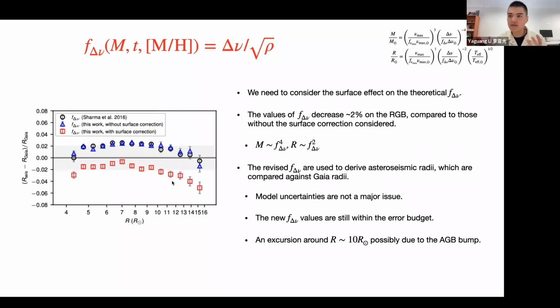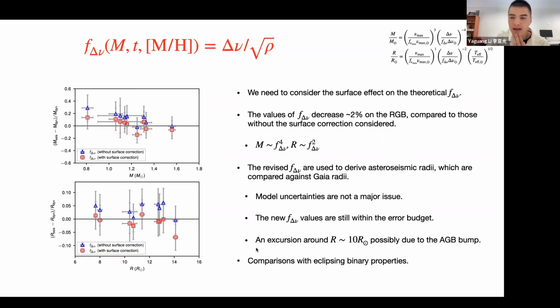The effect of this clearly deserves some further investigation. We can also compare, using our newly derived F Delta nu correction factors, with eclipsing binary properties. So here I'm comparing the asteroseismic masses with dynamical masses, and asteroseismic radii with dynamical radii.